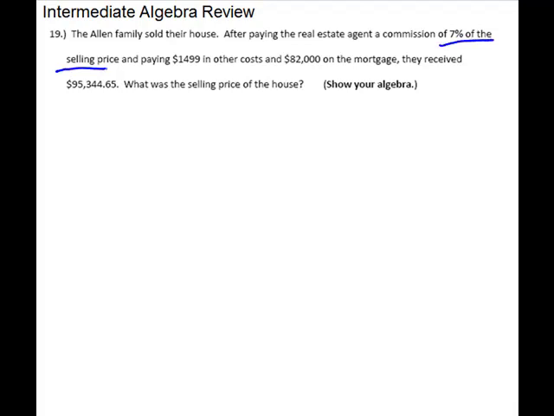The next problem, the Allen family sold their house after paying the real estate agent a commission of 7% of the selling price, paying $14.99 in other costs, and $82,000 on the mortgage. So those are all things they had to pay. They received $95,344.65. What was the selling price of the house? So the piece that we don't know is the selling price of the house. So we'll call that X.